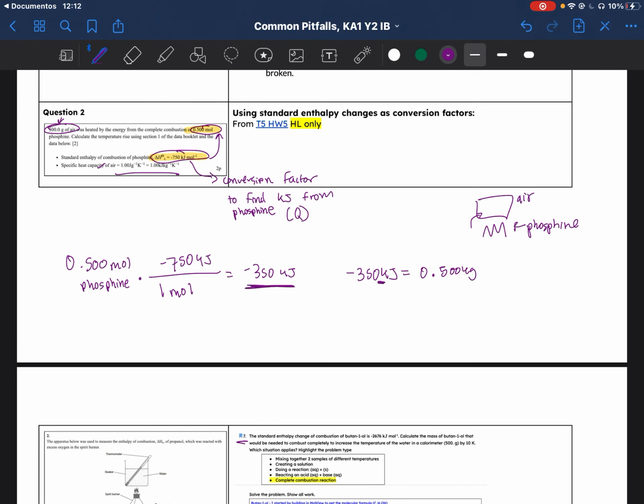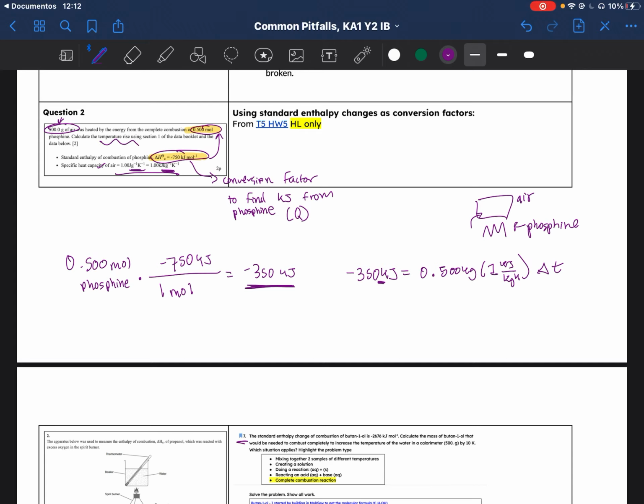0.500 kilograms times 1, and I see that just right here in the units. I need to make sure my units cancel. 1 kilojoule per kilogram K, and then delta T is my unknown there.